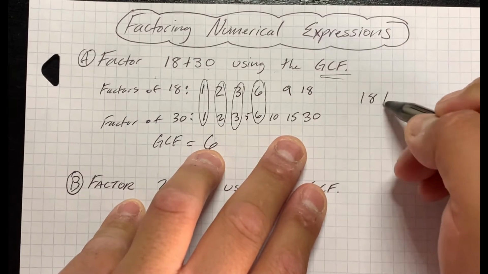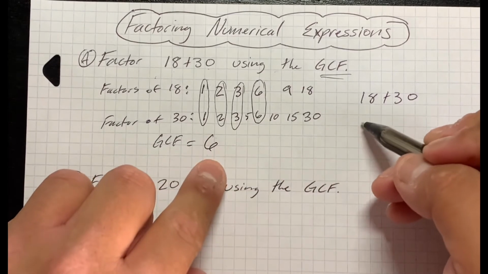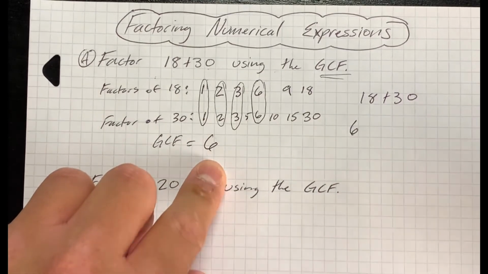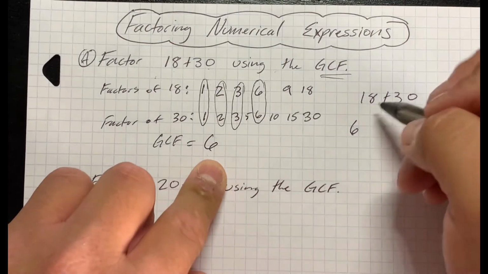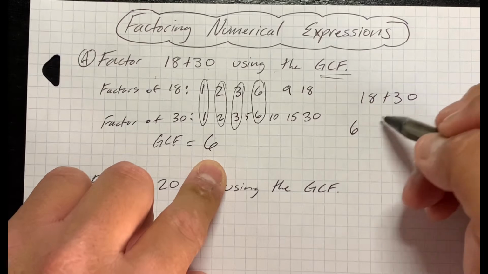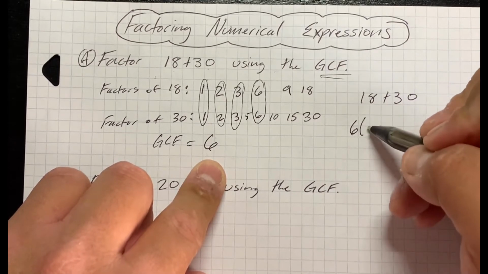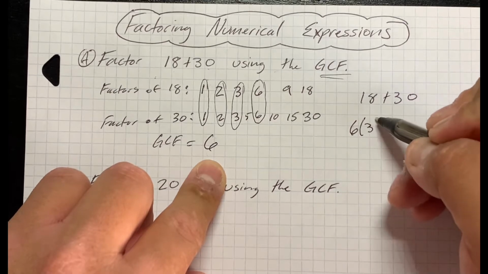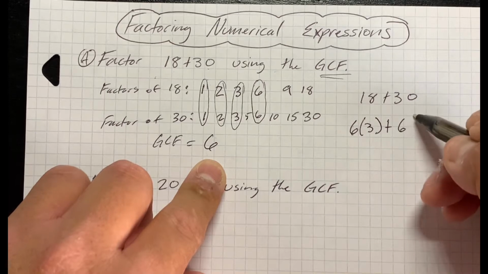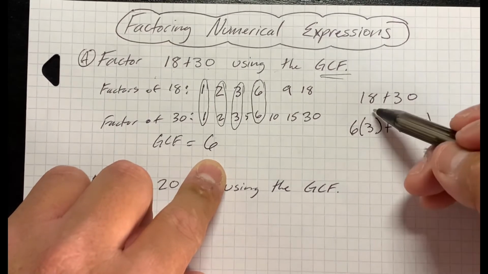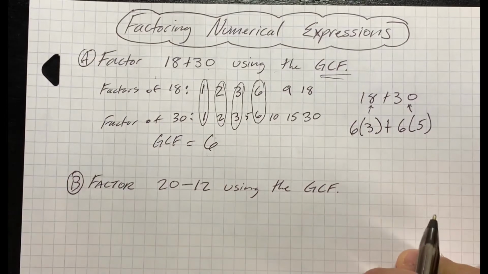So we have 18 plus 30. Now, by using the greatest common factor, 6, ask yourself this in your head: what can I multiply to 6 to equal 18? Well, 6 times 3 would equal 18. Also, same thing, 6 times 5 would equal 30. So 6 times 3 equals 18, and 6 times 5 equals 30, okay?